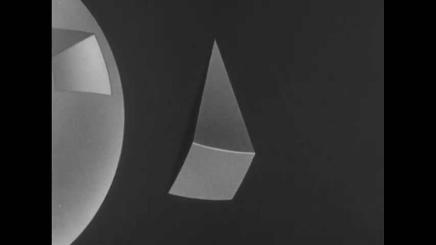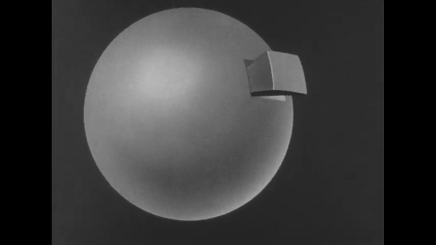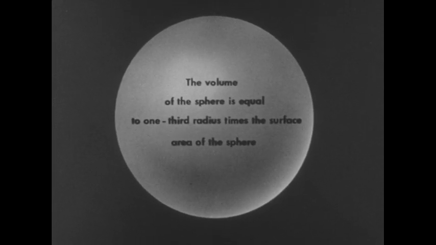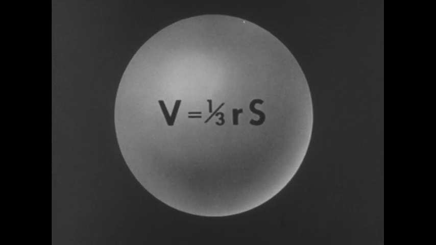The pyramid volume formula could be applied to each of these small sections. And when the sum of the volumes of all the pyramids for the entire sphere were added together, we would have an amount equal to the volume of the sphere. This, then, is the formula. The volume of the sphere is equal to 1/3 radius times the surface area of the sphere. Or, more simply, V equals 1/3 RS, S representing the total surface area.